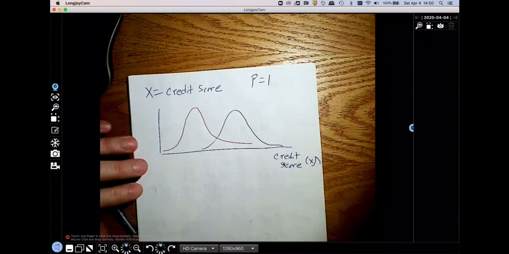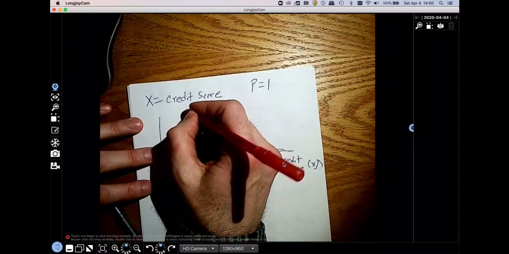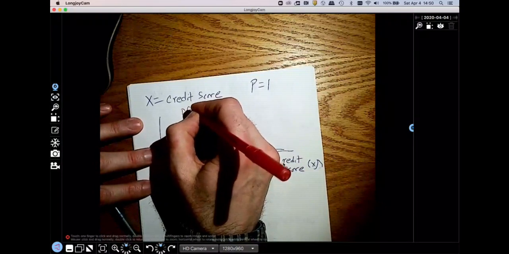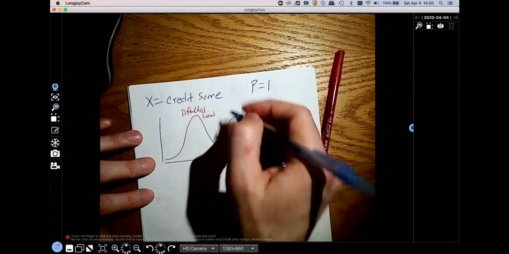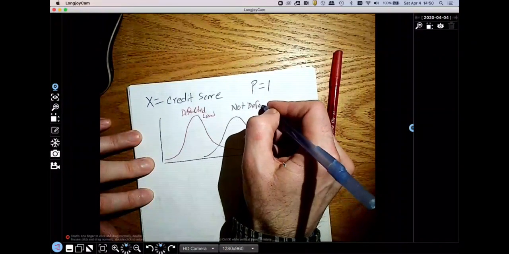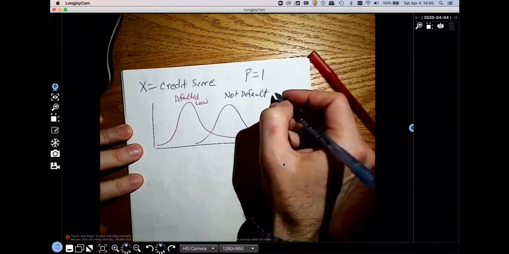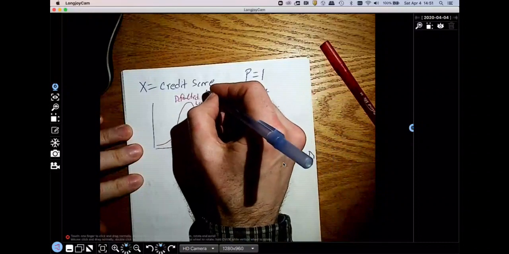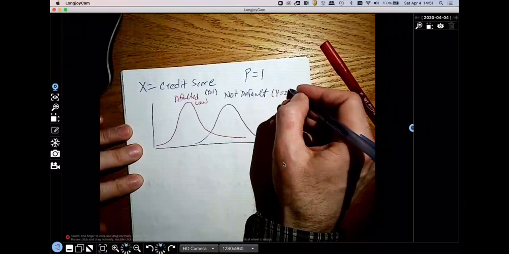All right. So the red group has all defaulted on a loan, whereas the blue group is the group that did not default. So they paid you back. The red group did not pay you back. So what I'd like to illustrate with this is, let's say that the defaulted group has y equal to 1, whereas the non-default group has y equal to 2.